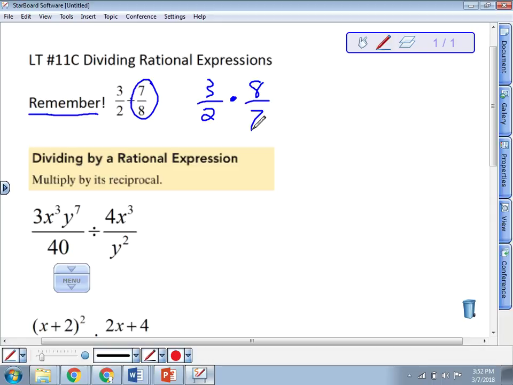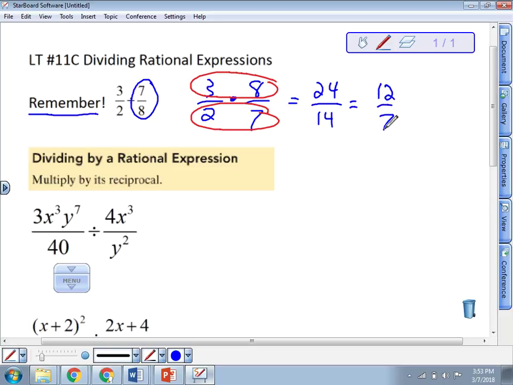And then at that point, when we multiply, we just go numerator by numerator, denominator by denominator, and see what can reduce. So in this case, this would equal 24 over 14, and then we know that we could reduce the 24 and 14 by 2. Divide top and bottom by 2, so that would then equal 12 over 7. So that's how we divide.